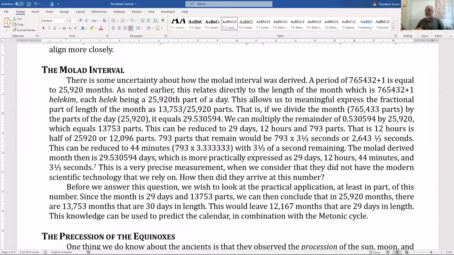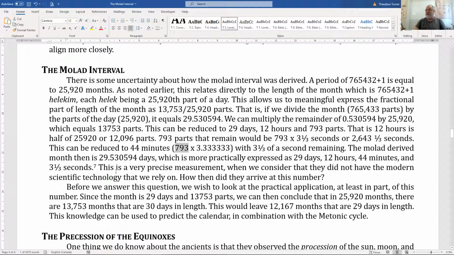The 793 parts that remain would be 793 times 3 1/3 seconds, or 2,643 1/3 seconds. This can be reduced to 44 minutes. 793 times 3.333, that's how we do it on a calculator to deal with 3 1/3. And that would be with a third, so it's 44 minutes and 3 1/3 seconds remaining. That's what 793 parts mean.